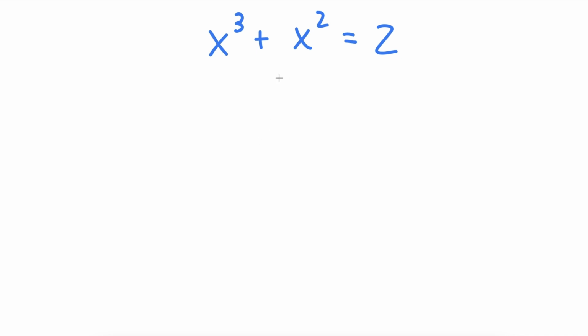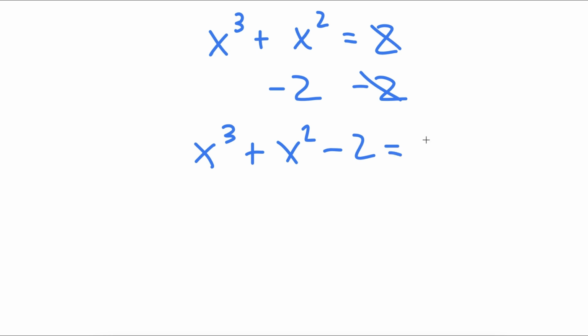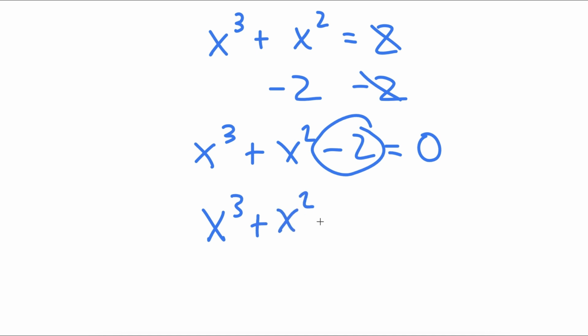Alright, so in this problem, I have x to the power of 3 plus x to the power of 2 is equal to 2. So to solve this, I'm going to first start by subtracting 2 on both sides. So then these two cancel out, and I have x to the power of 3 plus x to the power of 2 minus 2 is equal to 0. Now negative 2, this is the same thing as negative 1 minus 1.